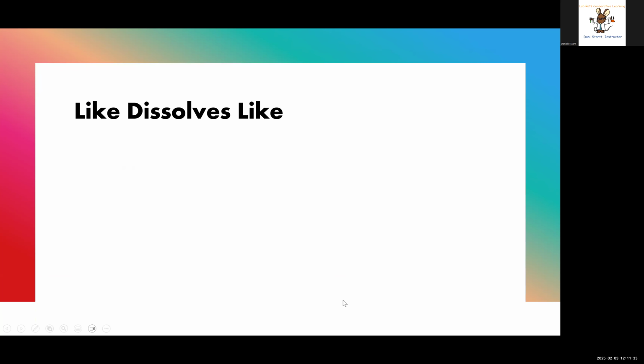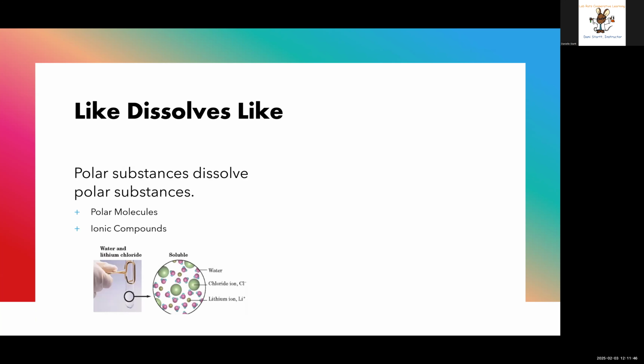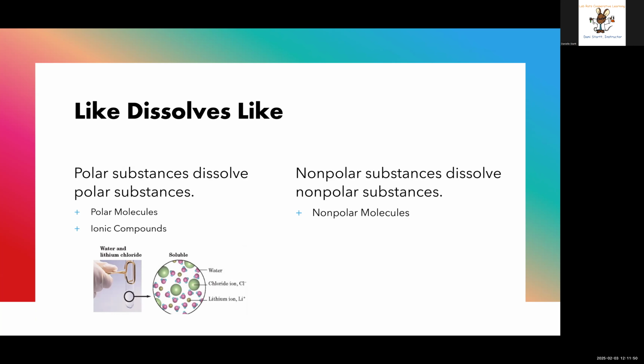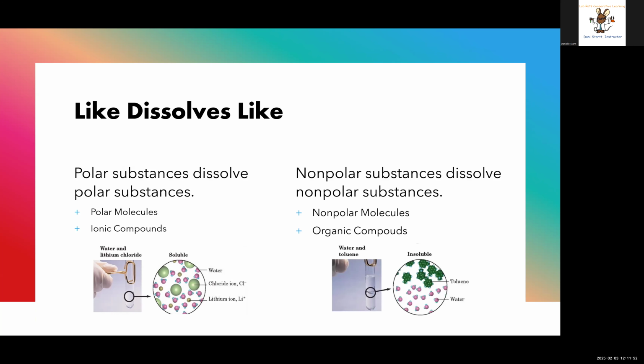Okay. So, like dissolves like. This is a big one. Commit this one to memory because this will come up again and again. Like dissolves like. So, what's this mean? Polar substances dissolve polar substances. So, polar molecules and ionic compounds will go together. Nonpolar substances dissolve nonpolar substances. So, you have nonpolar molecules and organic compounds. These things will go together. Like dissolves like. Polar dissolves polar.